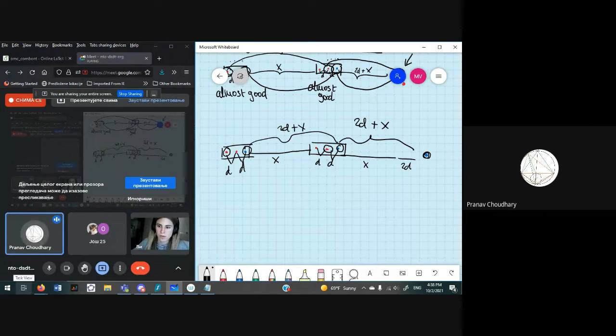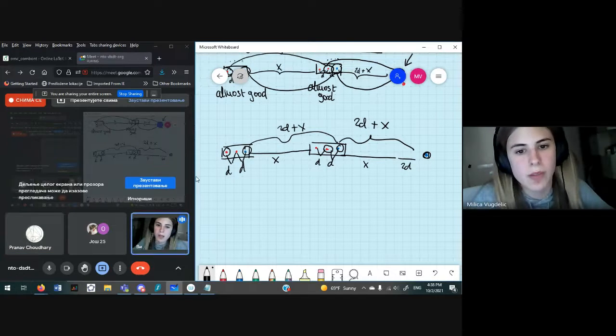Okay, I got it. But what did we prove after? Yeah, I got this step. So how are we done using this? We are done with exercise 3 with 2 colors.